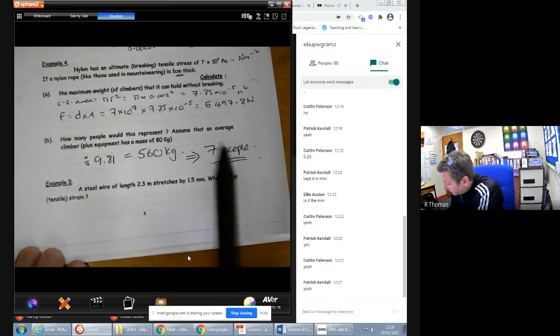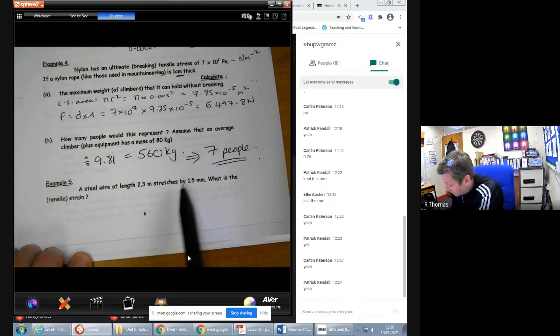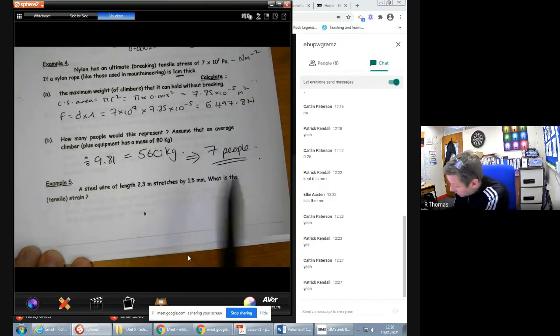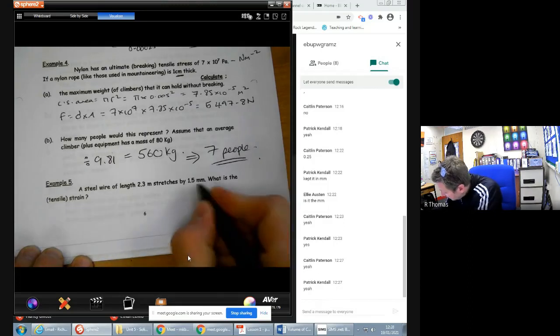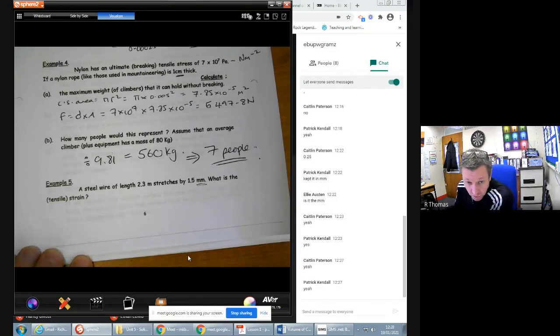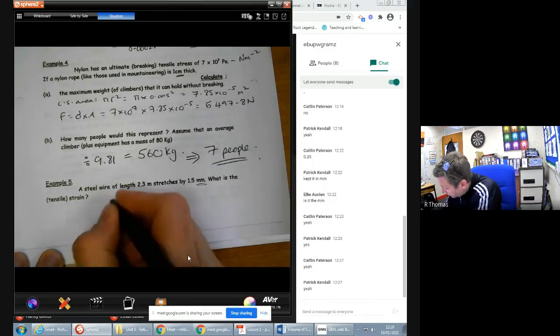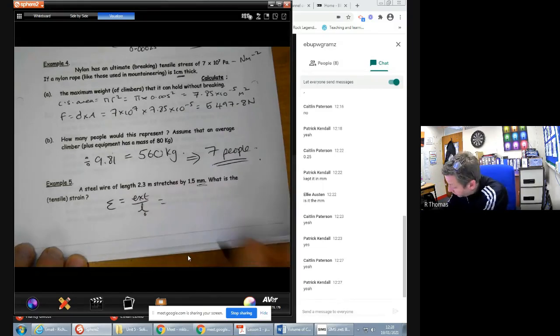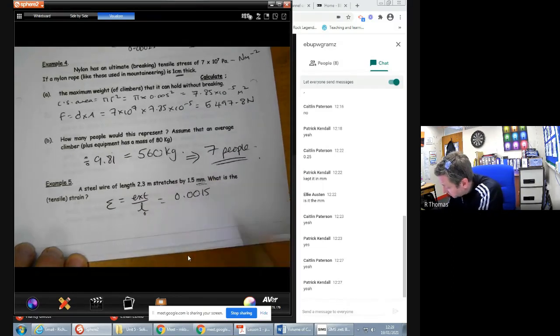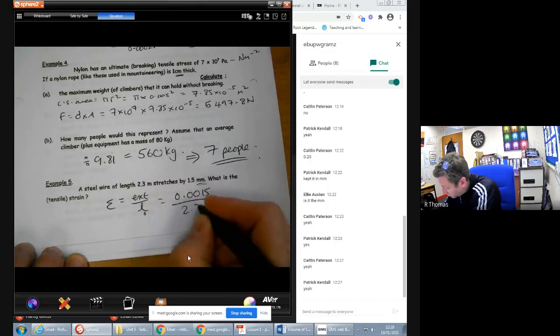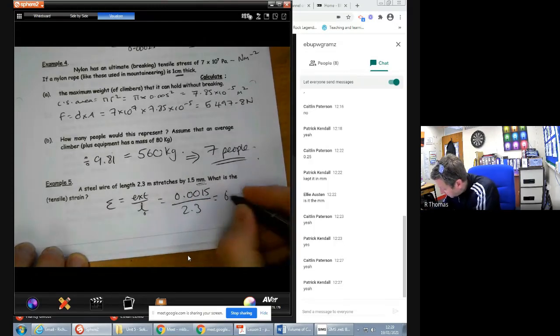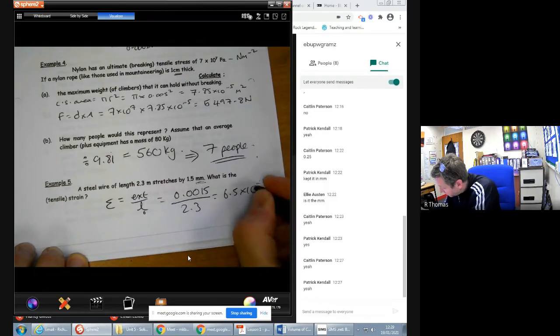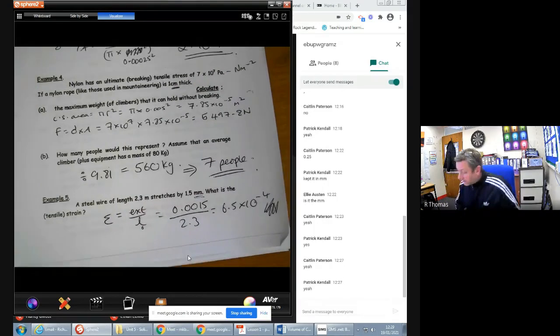A steel wire is length 2.3 meters, and it stretches, which means its extension is 1.5 millimeters. Again, it's the units that you're going to drop your marks on, if anything here. What is the strain? So epsilon is the extension over the original length. So that 1.5 millimeters in meters is 0.015 divided by 2.3. Chuck it in the calculator, and I've got 6.5 times 10 to the minus 4, and obviously there are no units, because it's a length divided by a length. Everybody cool with that so far?